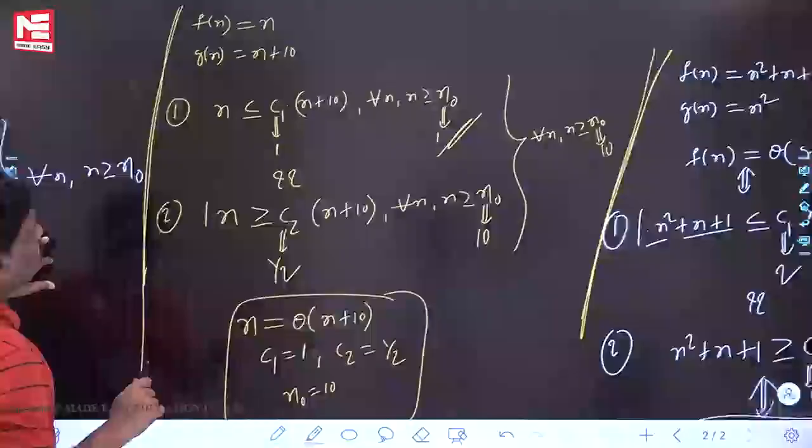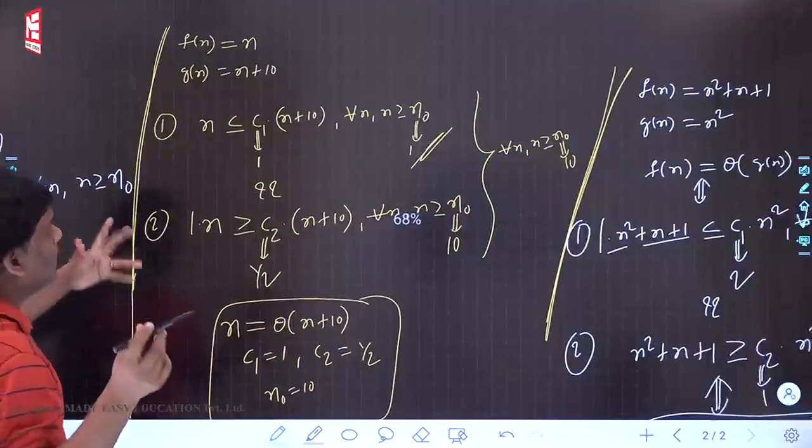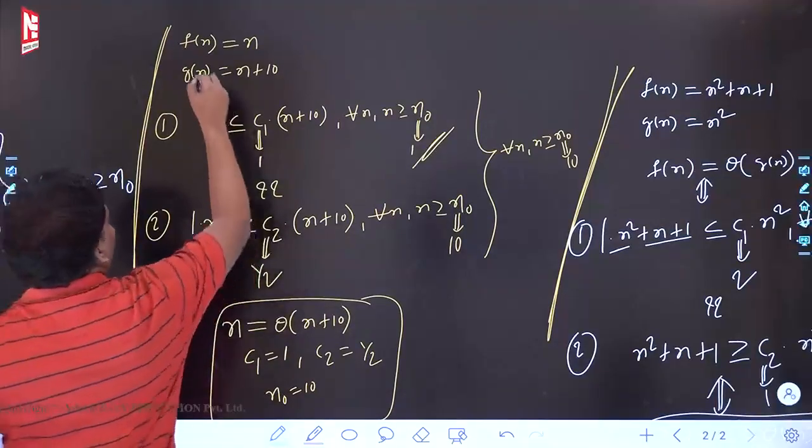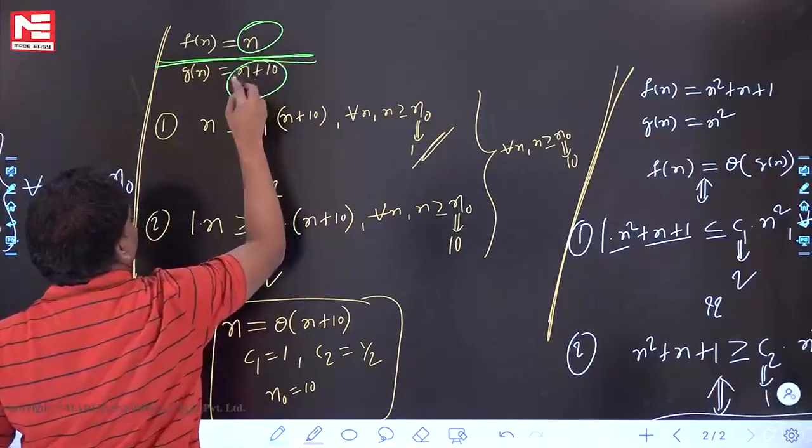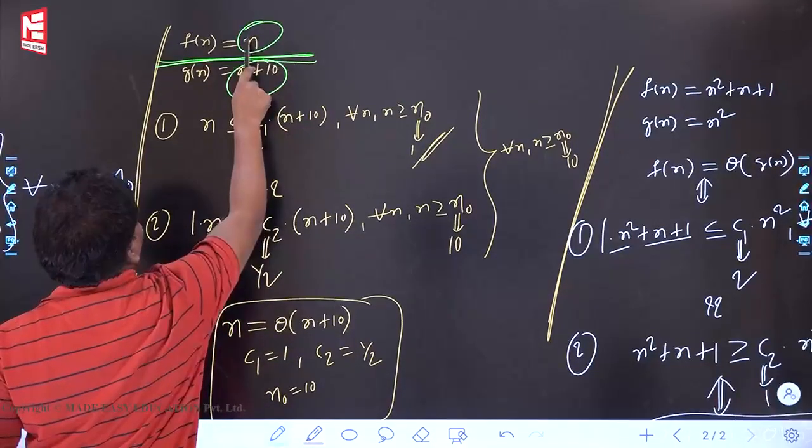Big O and omega both possible, then theta possible. Some people are asking when it is possible. Between these two functions, big O is possible and omega is possible. When this is possible, what is the answer? Very simple. Between these two, theta is possible.